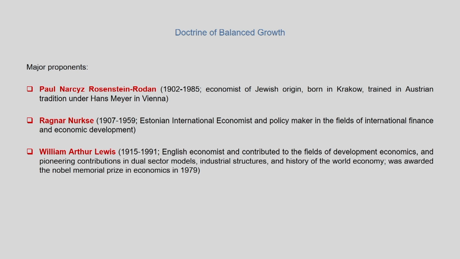There were a number of proponents of the doctrine of balanced growth. For example, Professor Paul Rosenstein-Rodin, who was writing in the 1940s. He wrote a paper in 1945 about the theory of balanced growth, although he did not particularly use the term balanced growth, but he was referring to how investment should be carried out in different sectors of the economy so that there will be an overall increase in capital formation in the economy.